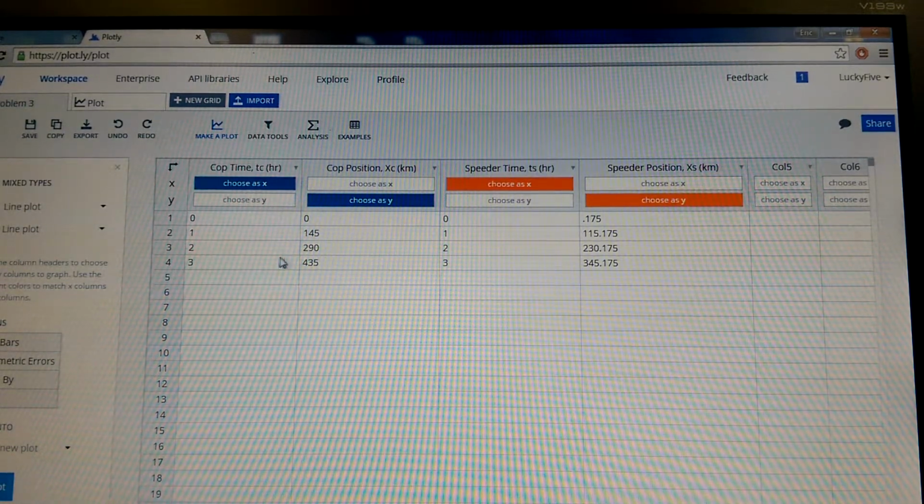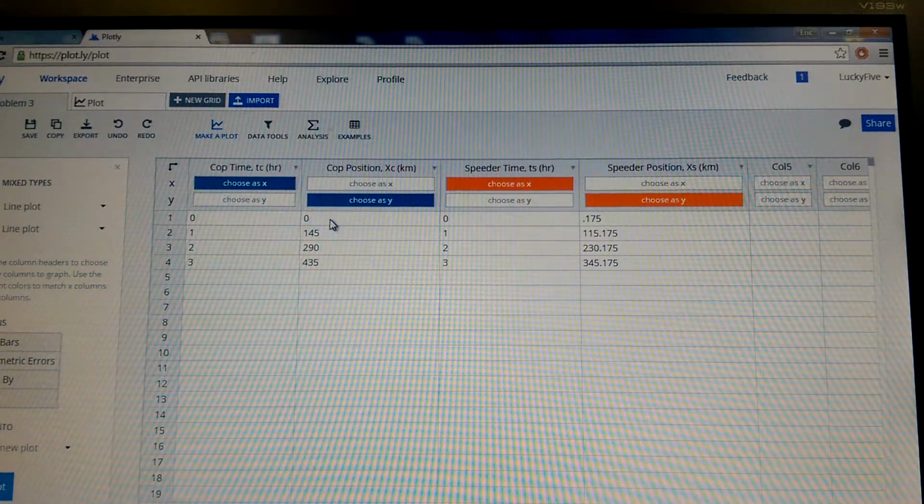So you notice over here that I have our cop, which is in the blue over here, starting at the 0, 0 position, as his initial position is 0 to begin with. After 1 hour has passed, he has gone 145 kilometers. After 2 hours, he'll have gone 290. After 3 hours, he'll have gone 435 kilometers.